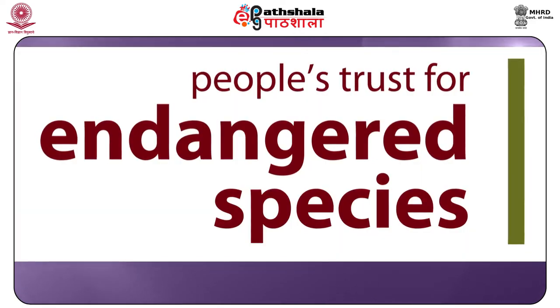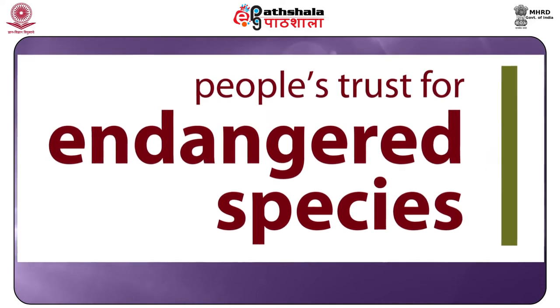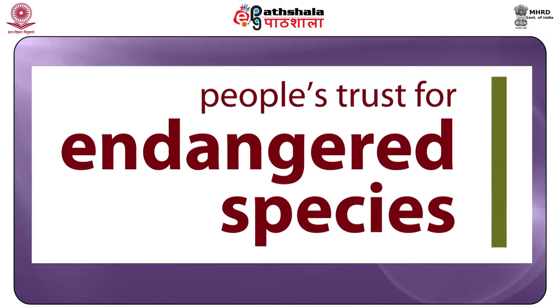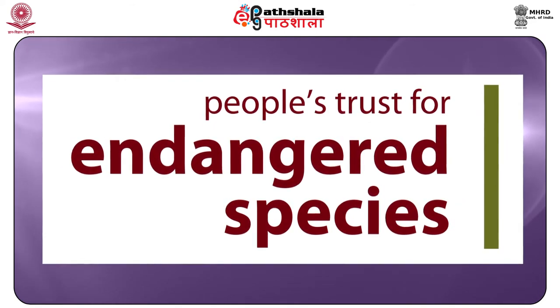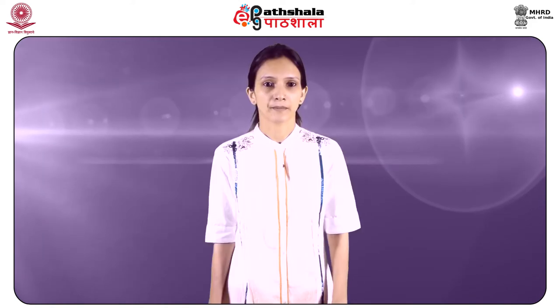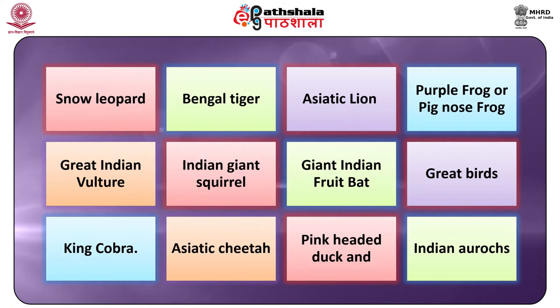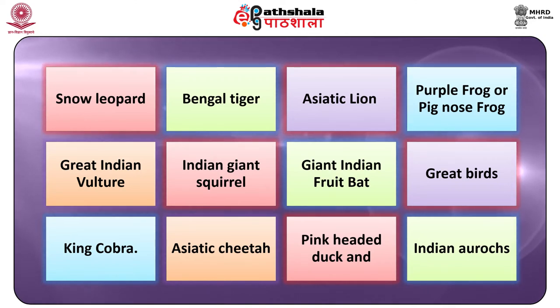An endangered species is defined as a population of a living being that is in danger of becoming extinct because of several reasons. A species may tend to be endangered if it has a very low population or is threatened by varying environmental or predation parameters. Mainly endangered animals in India are snow leopard, Bengal tiger, Asiatic lion, purple frog or pig-nosed frog, great Indian vulture, Indian giant squirrel, giant Indian fruit bat, great hornbill, king cobra, Asiatic cheetah, pink-headed duck, and Indian aurochs.